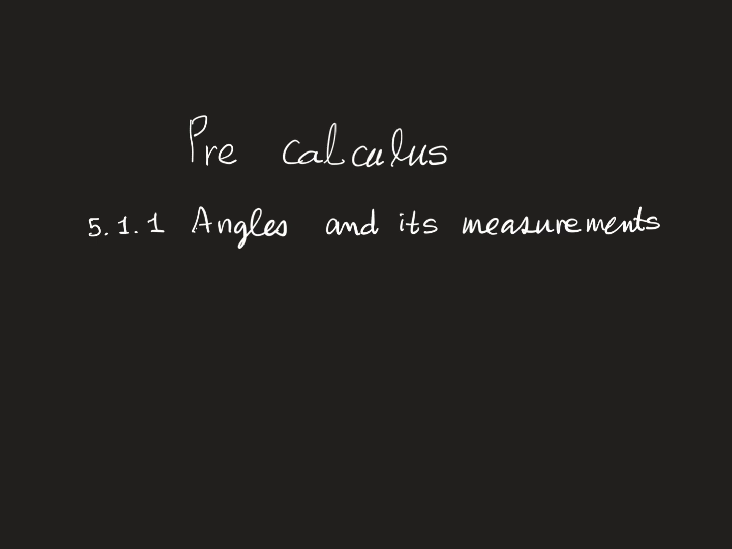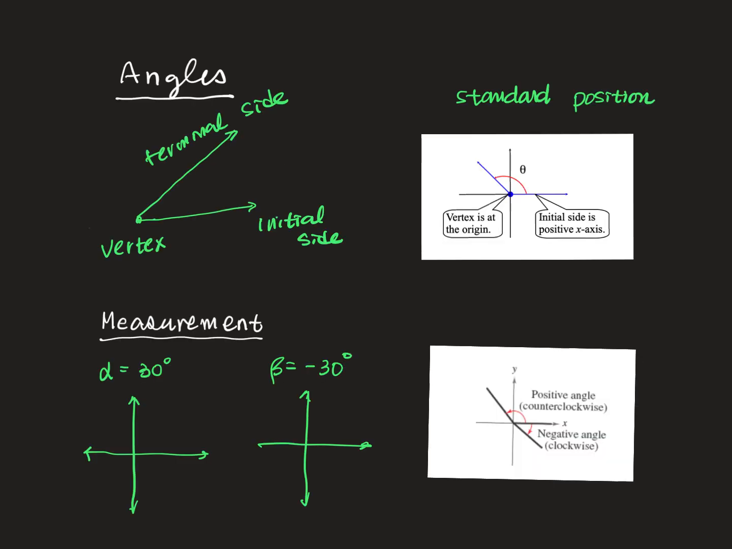This is pre-calculus. We will study angles and their measurement. What are angles? In geometry class, when you define an angle, you need two sides, the initial side and the terminal side. This is the vertex. We call this the angle between the two rays.